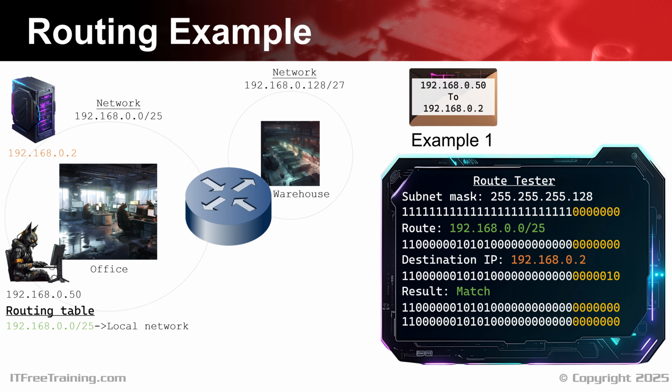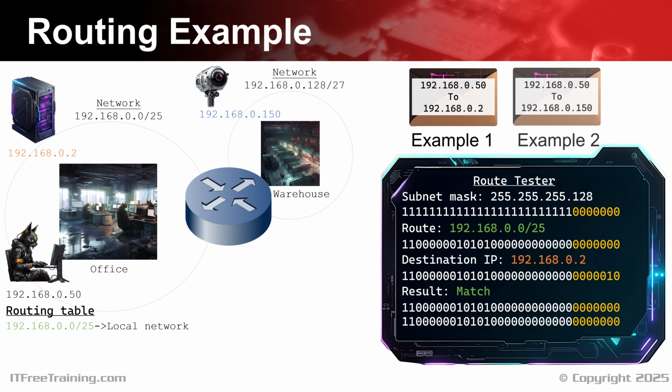Let's say the user wants to connect to a CCTV camera that is in the warehouse network. This CCTV camera is accessible using the network and has been assigned the following IP address. The user attempts to connect to the CCTV camera and thus sends a packet with the CCTV camera address. Now let's have a look at how it gets routed to the destination.